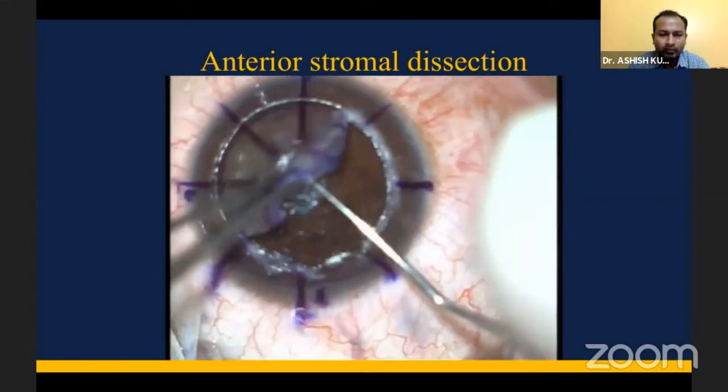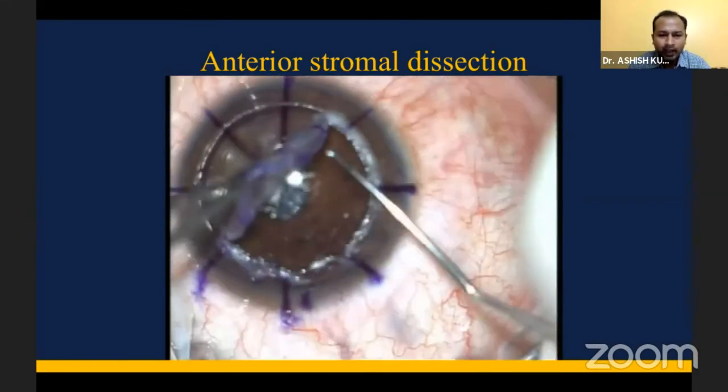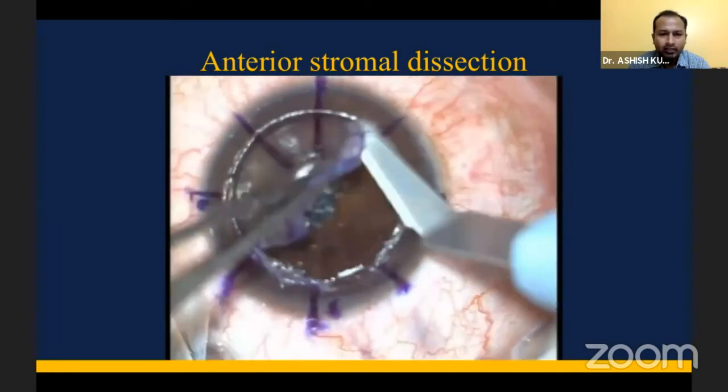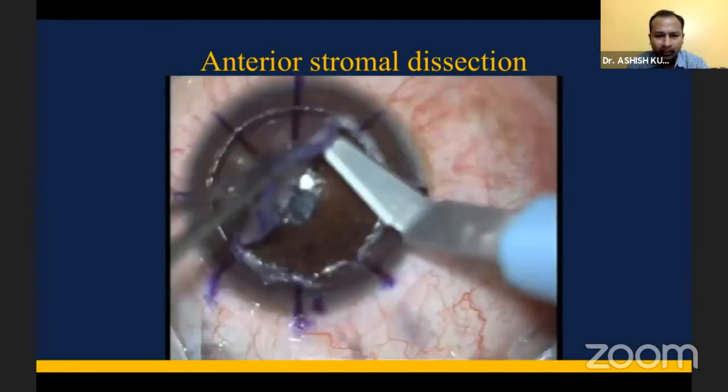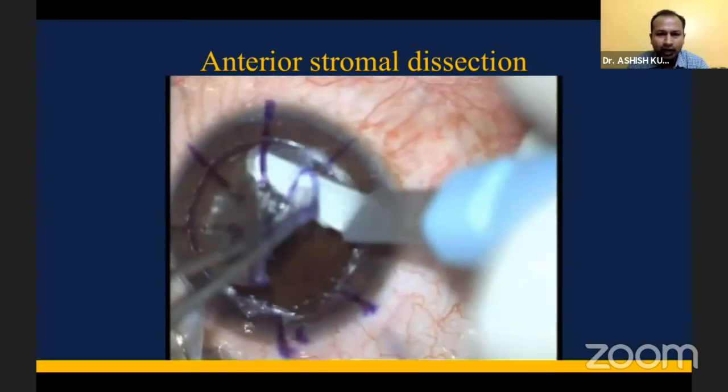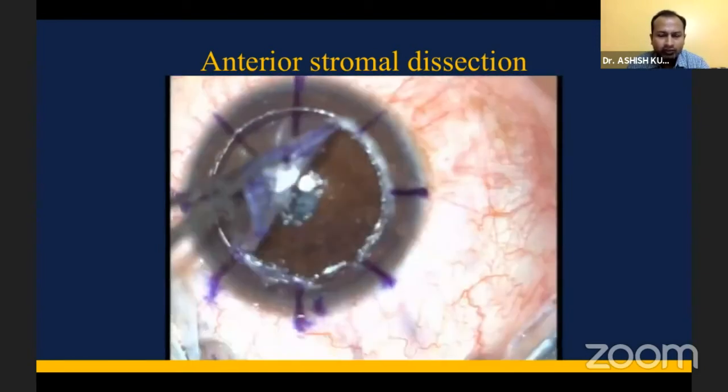Like here, I'm doing an open flap because I think I've gone too deep and I'm scared that I may perforate. Then again, I feel that, okay, now the plane is good. I'm maintaining the same plane with a closed flap dissection. So this is a mix of both.